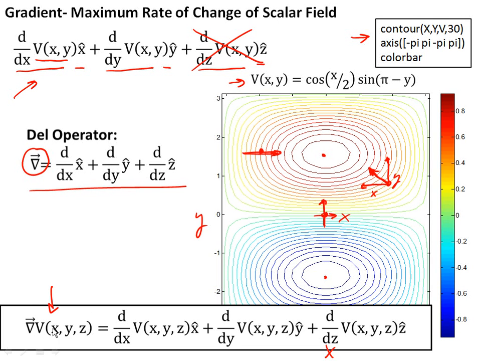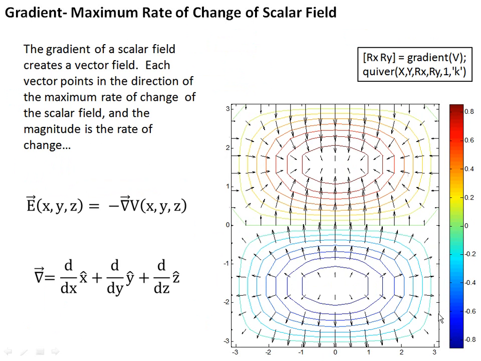So whenever you see the gradient, del v, it really means you've got three completely separate equations, one in the x, one in the y, one in the z, and each of those expressions is the x, y, or z derivative of that scalar field.